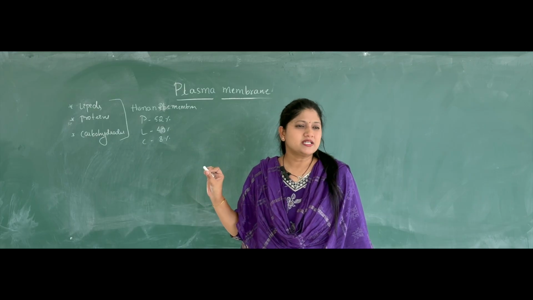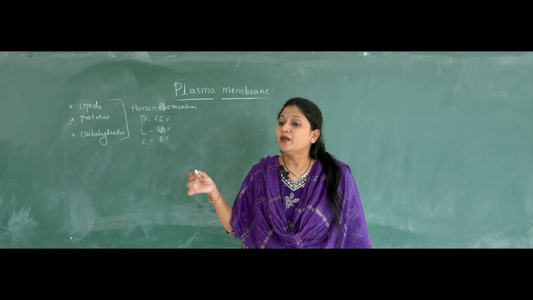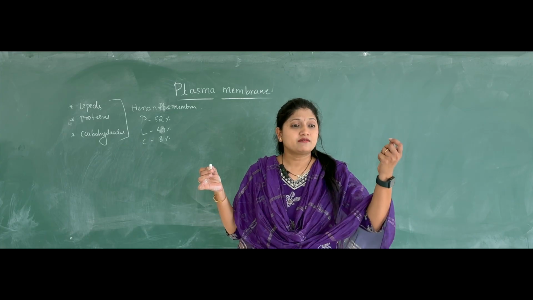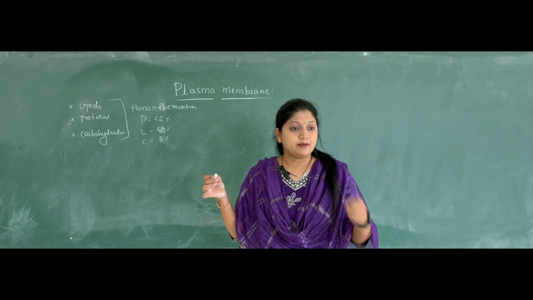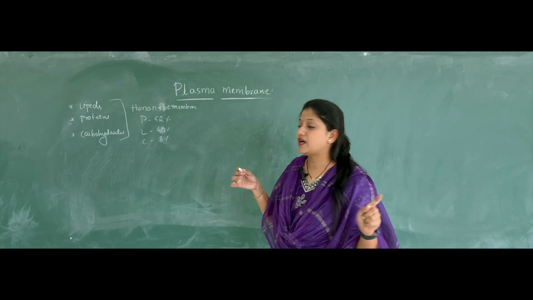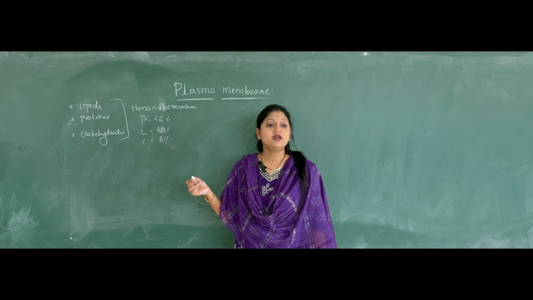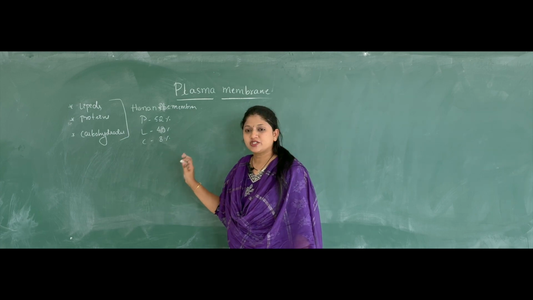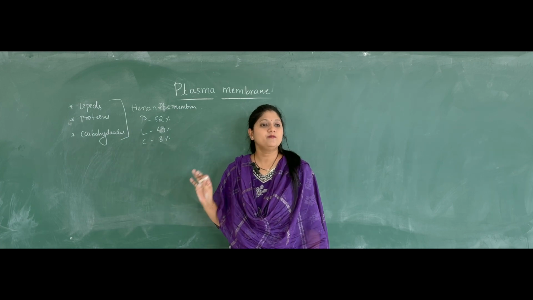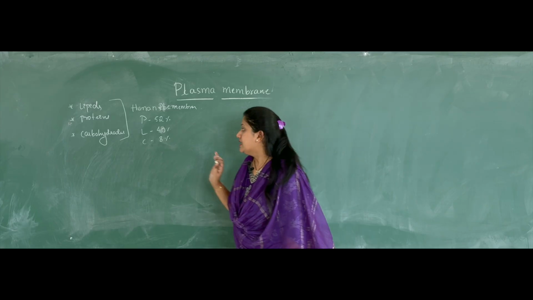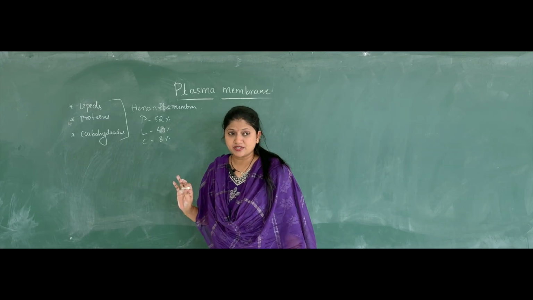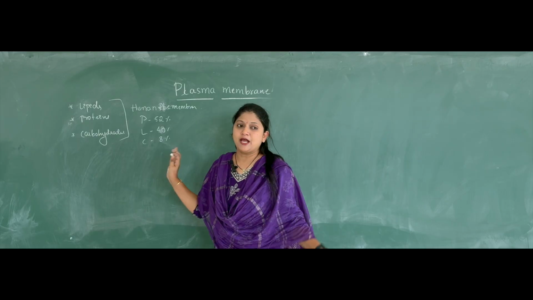Carbohydrates are 1% or 1.5% in the humans. Liver cells of the mouse, not even 1% of carbohydrates are present in the liver cells of the mouse. So the composition changes, but carbohydrates are always less. Okay, so this is the composition of any plasma membrane.